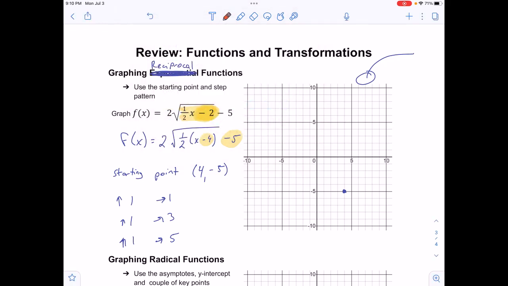The first transformation is our 2. It's our A value, just like before. The 2 is going to affect our vertical motion. It's a vertical stretch, and so in this case, it's going to affect our upward movement. So we need to multiply all of these by 2. So we're actually going to be going up by 2 with every step.